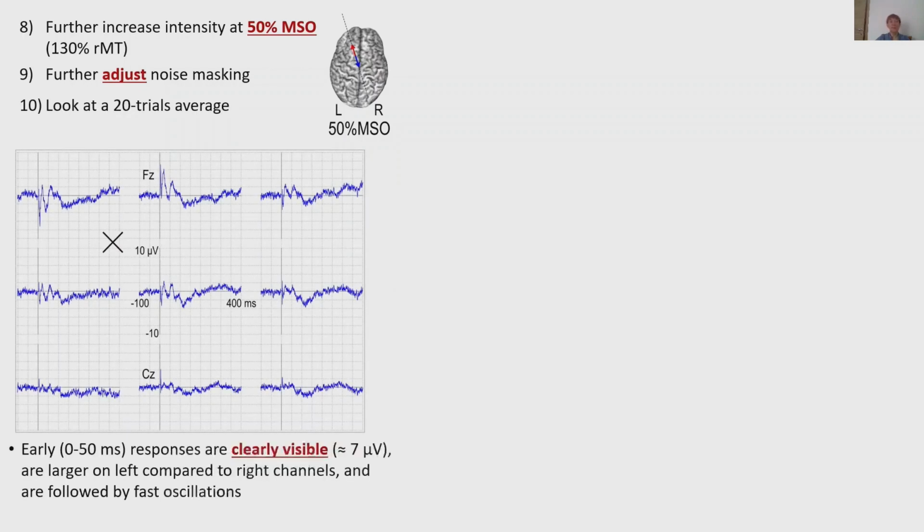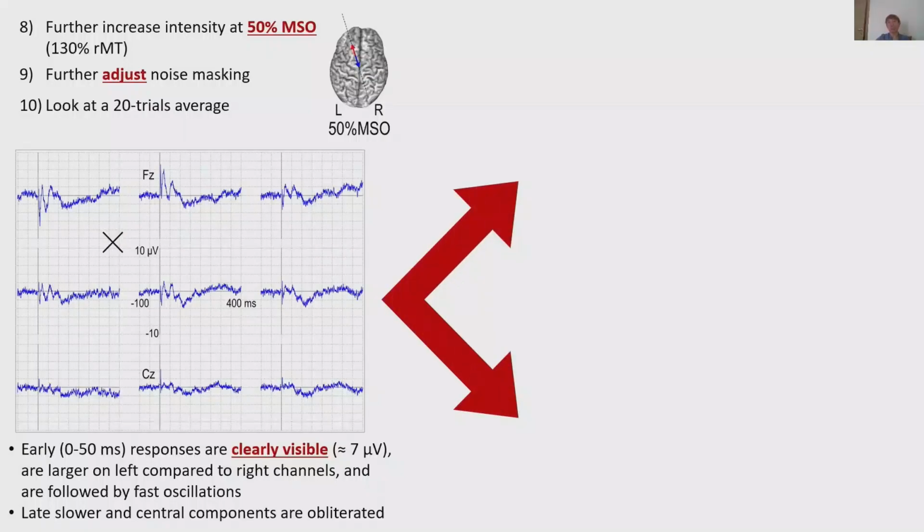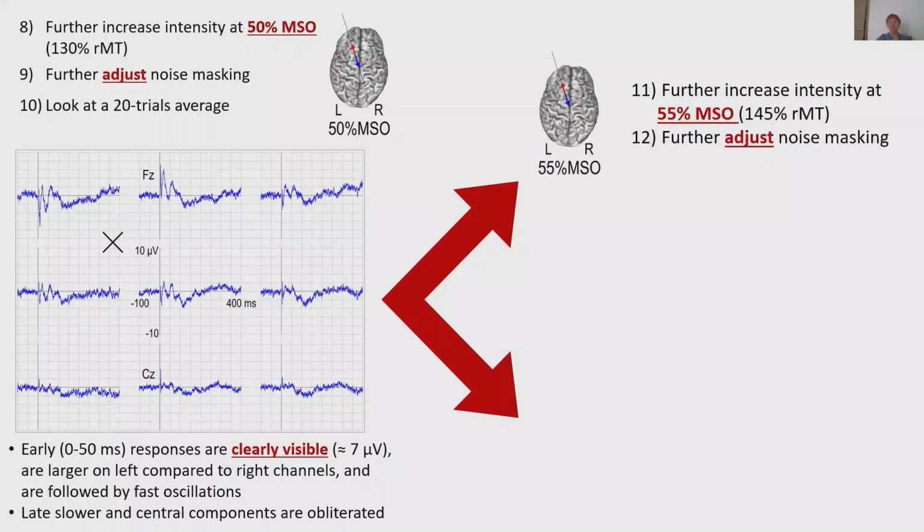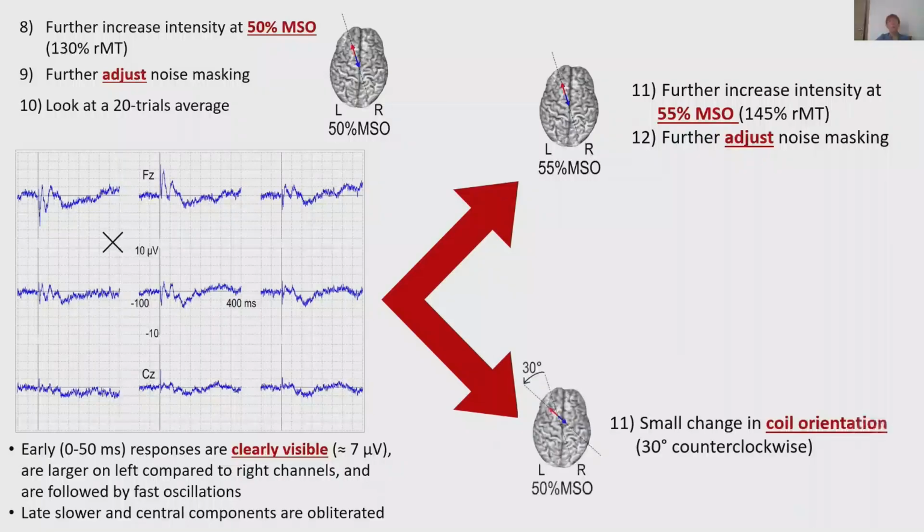Here, early responses are clearly visible, are larger on left compared to right channels, and are followed by fast oscillations. Moreover, late, slower, and central components are obliterated. At this stage, we could decide either to further increase stimulation intensity at 145% resting motor threshold and possibly adjust noise masking again, or we could slightly rotate the coil by 30 degrees while keeping previous stimulation intensity.